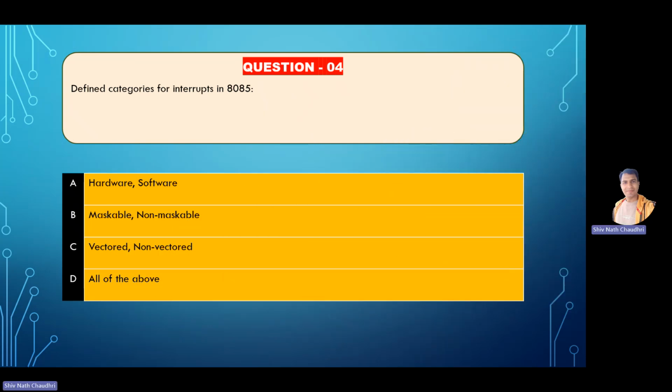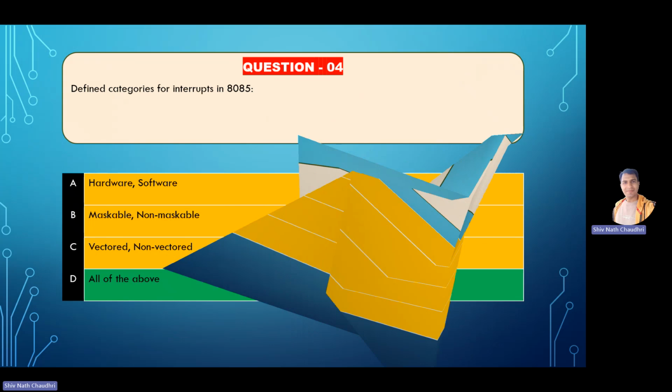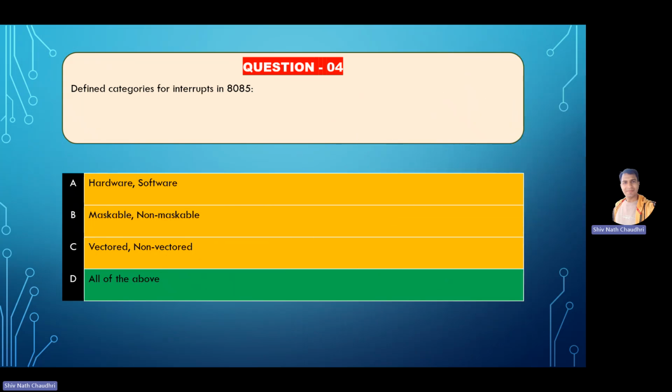The next question is about defined categories for interrupts in 8085. How many possible categories are there for interrupts in 8085? You can define the interrupts in 8085 in hardware and software categories. You can also define the category like maskable and non-maskable. And one more category is also possible in 8085, that is vectored and non-vectored. So I think all three categories are there for interrupts in 8085. That's why D should be the answer for this question. Let's see. Yes, D is the answer.